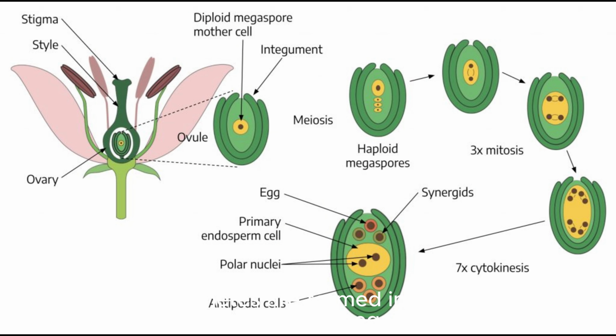Female gametes are formed in the ovule through a process called megasporogenesis. Inside the ovule, a megaspore mother cell undergoes meiosis to produce 4 haploid megaspores. Out of these, only 1 survives and develops into the female gametophyte or embryo sac. The embryo sac contains 7 cells arranged in a specific pattern: 1 egg cell, 2 synergids, 3 antipodal cells, and 1 central cell with 2 nuclei.